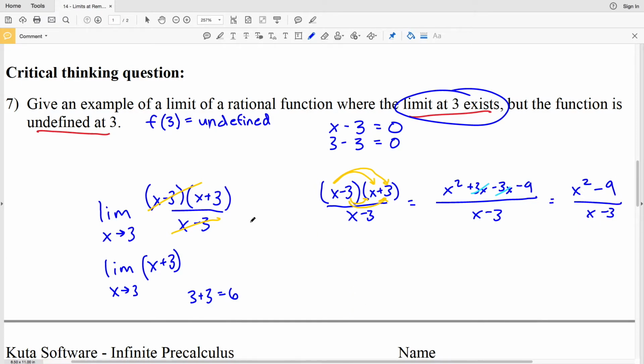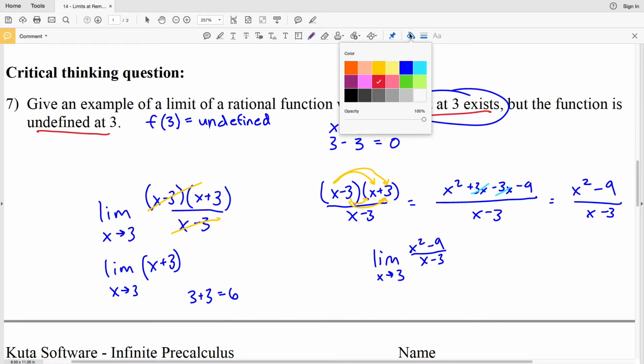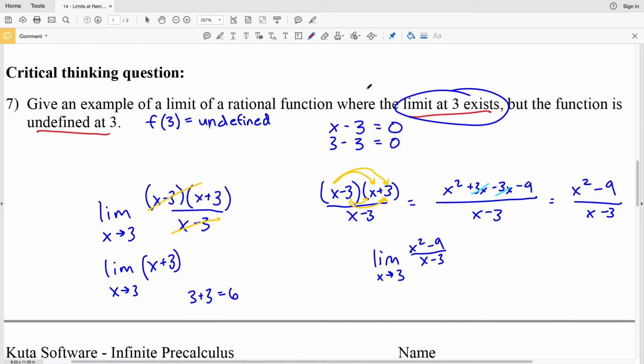But looking back at our directions, we're to give an example of a limit of a rational function. So we're going to need to say the limit of this rational function, x squared minus 9 over x minus 3 as x approaches 3. That's an example of a limit of a rational function where the limit at 3 exists, but the function is undefined at 3. And there's many other examples.